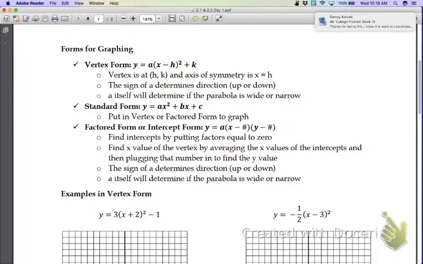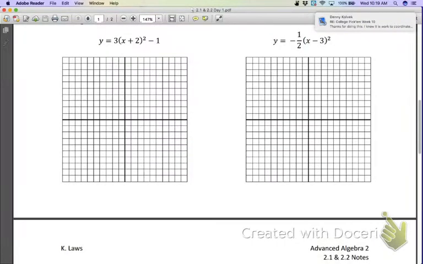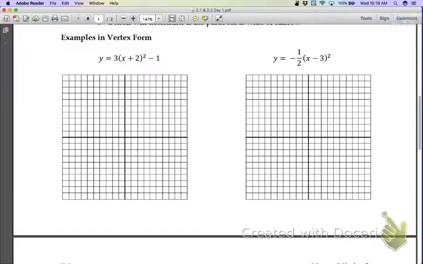So if we have y equals 3 times x plus 2 squared minus 1. With any of these, we're going to want to know a few things. Okay? Whenever you have vertex form, it's going to look a lot like completing the square, because you have a parenthesis, you have a squared, and then it's the same setup. Okay? So if you ever want to put it in factored form, what you're going to do is complete the square and go that route.